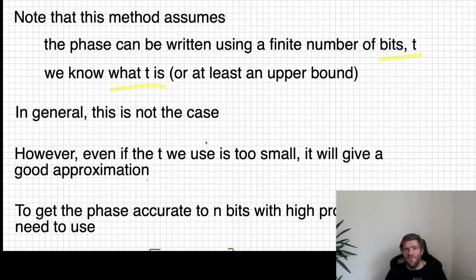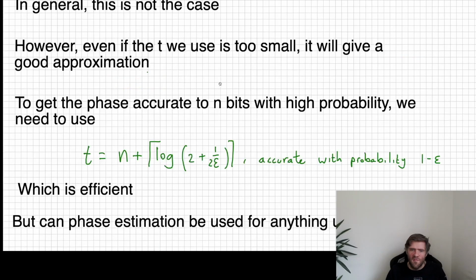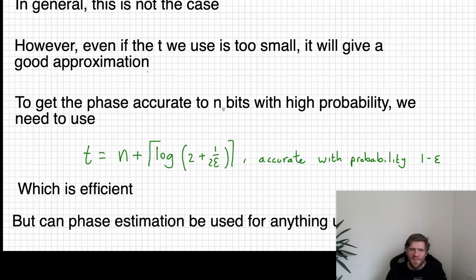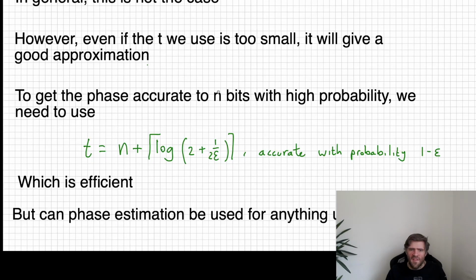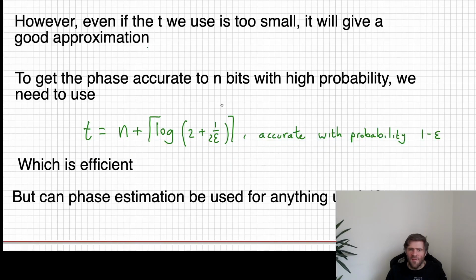However, even if we use a value that is too small, it will still work. It will just give us an approximation of the phase instead of the phase itself. In fact, it's been shown that if we want to get the phase accurate to n bits with high probability, then we need to use a t which is n plus some value that depends on the accuracy epsilon that we want to have. So this is an efficient scaling.